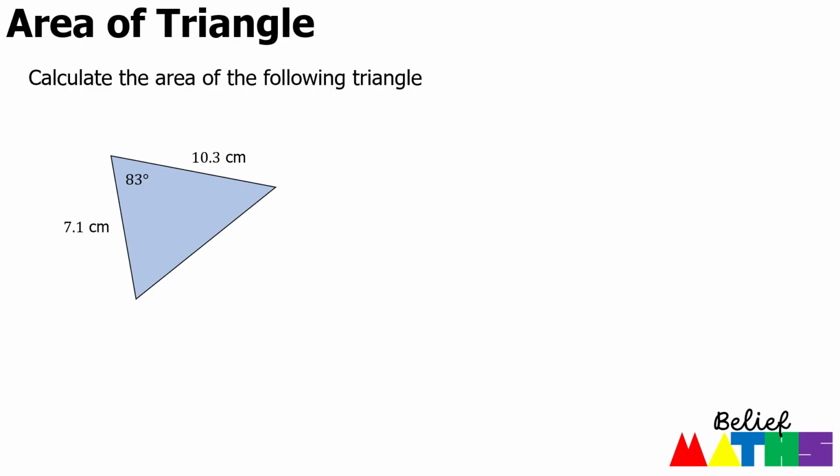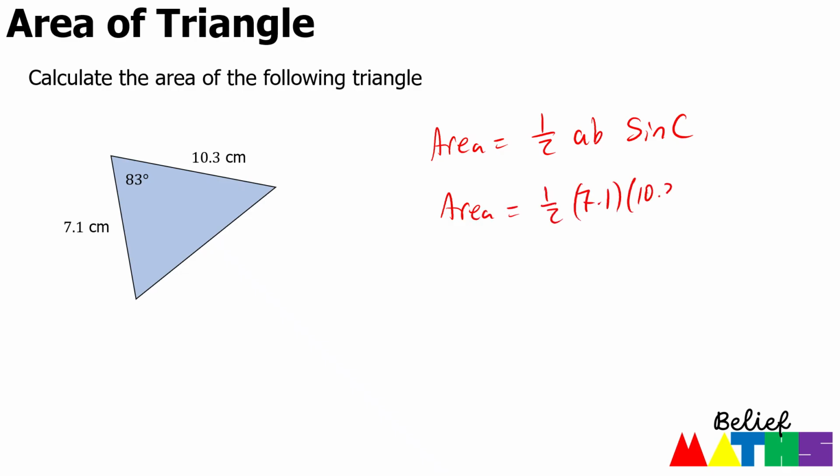And final trigonometry question, area of a triangle. And again, this formula is given to you. The area is equal to a half ab sine C. So therefore the area is equal to a half times 7.1 times 10.3 times the sine of 83. So there's no cosine rule for the area, it's just always sine. So therefore the area is equal to, putting all that into your calculator, you get 36.3 centimeters squared. And that's how you find the area. And the key thing to remember is that C, the angle, is between the two sides.